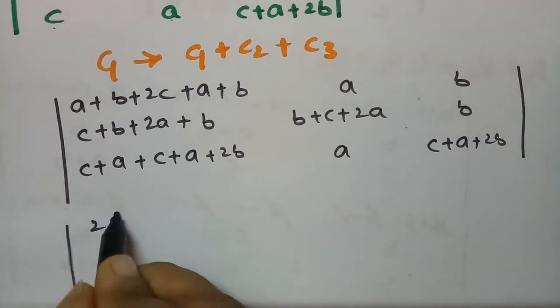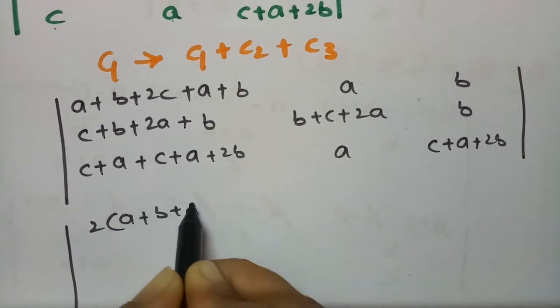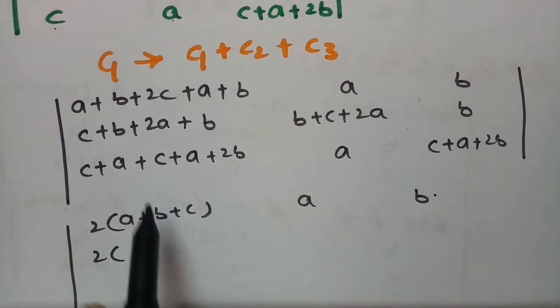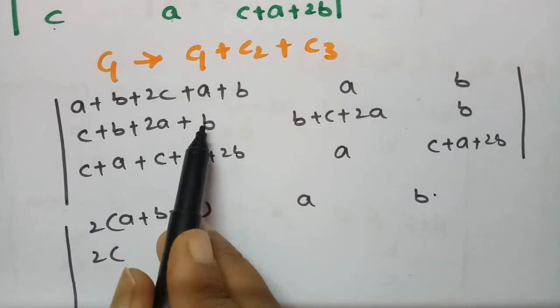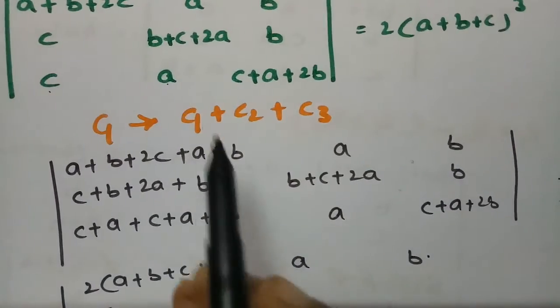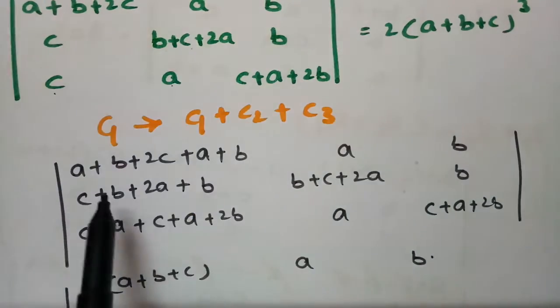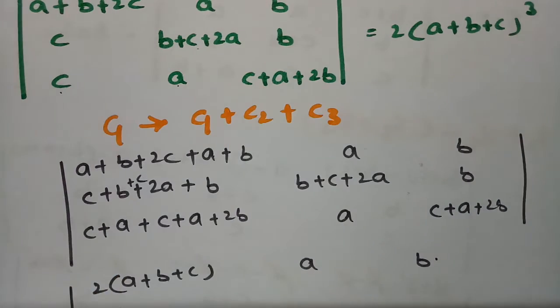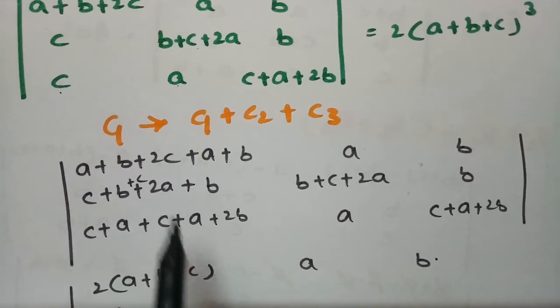So I am writing this as 2 times of A plus B plus C, and this is A and this is B, and here also 2A, 2B and single C is there. See here, I missed one thing. So B plus C plus 2A. So here it is B plus C plus 2A. So there are 2 C's, 2 B's and 2 A's.